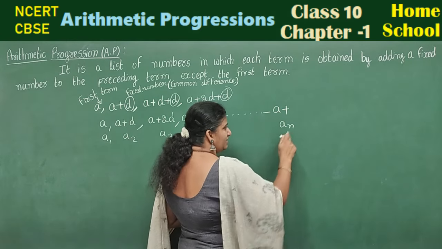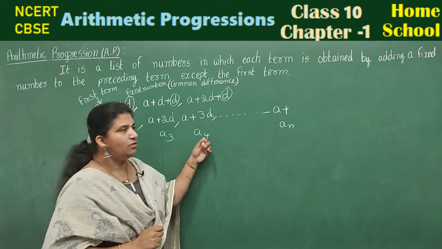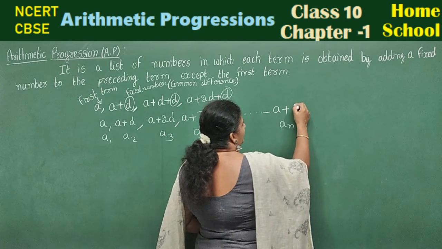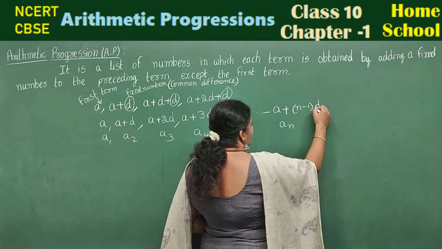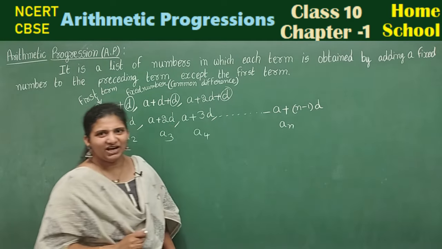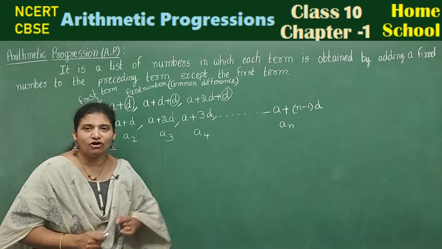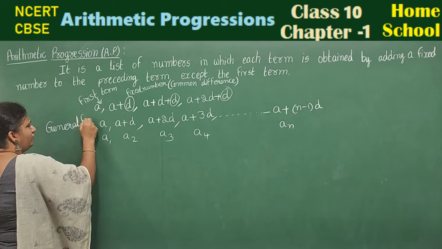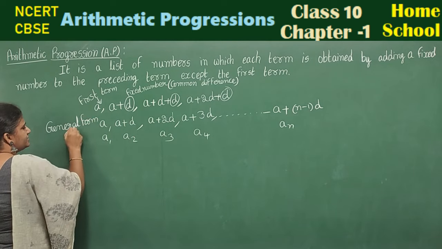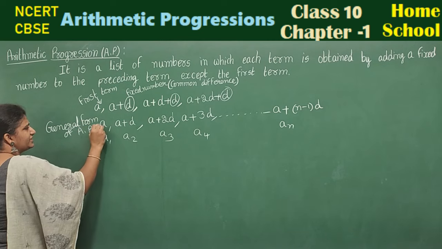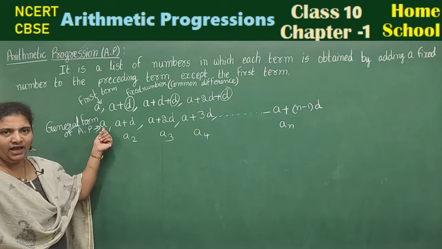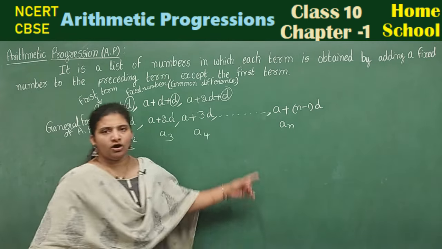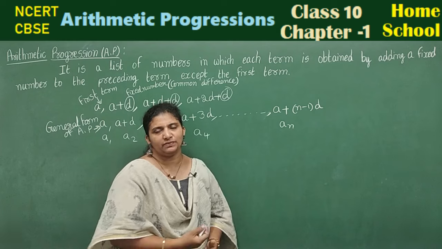A plus, here 4 means one number reduced, 3d you have. In the same manner, n minus 1 into d. Okay, so what is this line called? General form of AP. The general form of arithmetic progression is this one: A plus d, A plus 2d, A plus 3d, so on up to A plus n minus 1 into d.